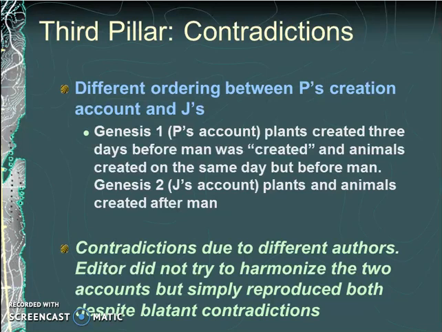In Genesis 1, which is P's account, plants are created 3 days before man was created, and animals are created on the same day but before man. But in Genesis 2's account, plants and animals are created after man. This is seen as a contradiction due to different authors, and the editors didn't try to harmonize the two accounts, but simply reproduce both despite the blatant contradictions.